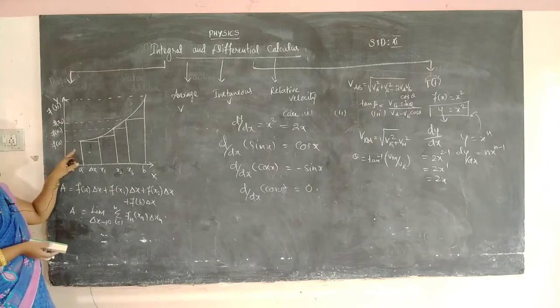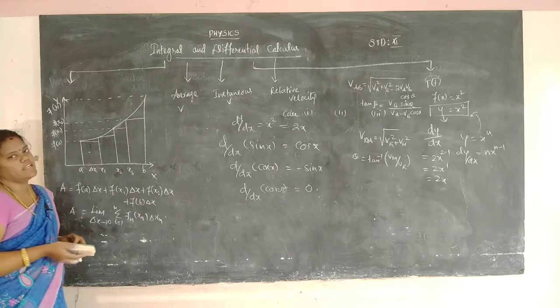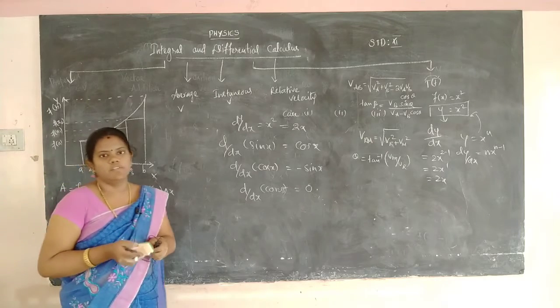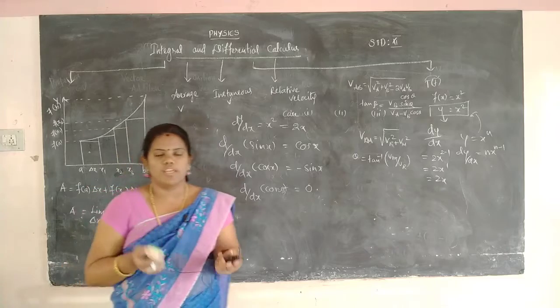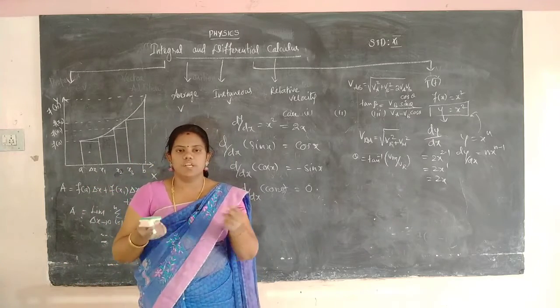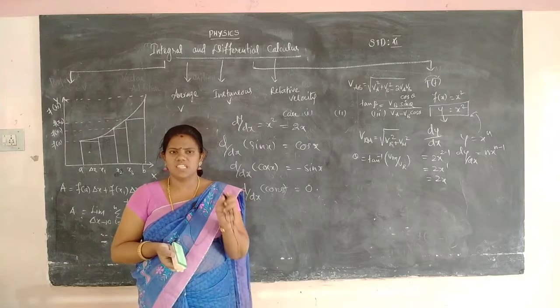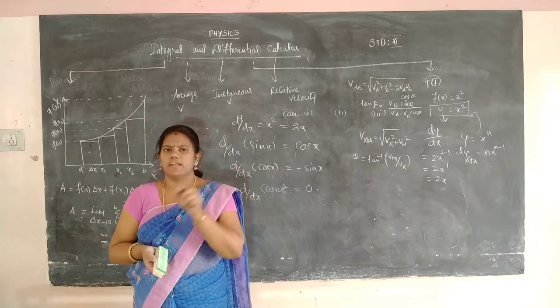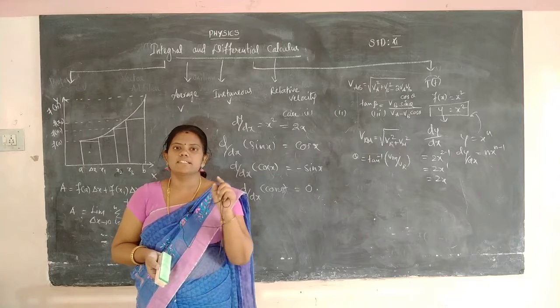Integration. This is the integration. Integration will be used to measure the area. We can take one square, one circle, one rectangle. Easily you know the area. Area of a rectangle is length and breadth.